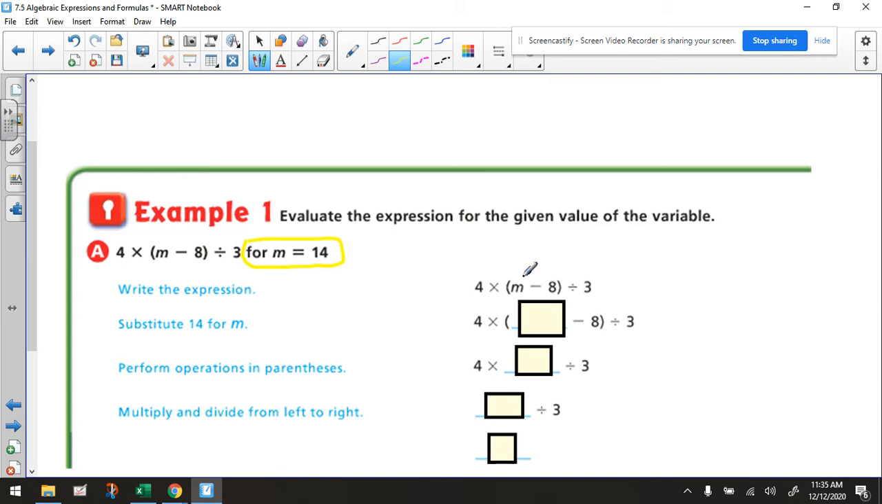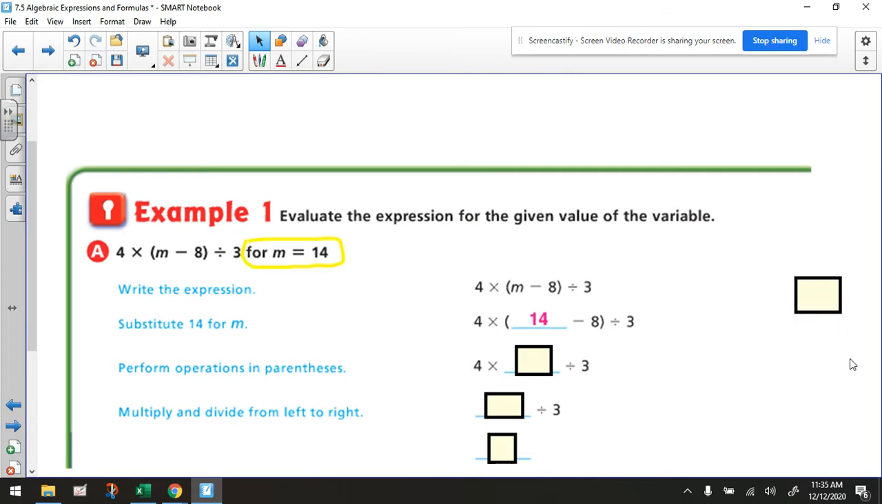And that value is 14. So we're going to substitute in a 14, and this will become 14 minus 8. So that's first, substitute in the value. The next thing you do is, of course, perform order of operations. You're going to look for what are those things you're going to do first. So we would do what's in the parentheses first. And if we subtract the 14 minus 8, we would get 6.